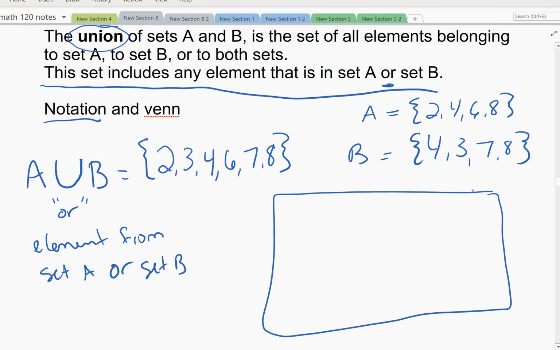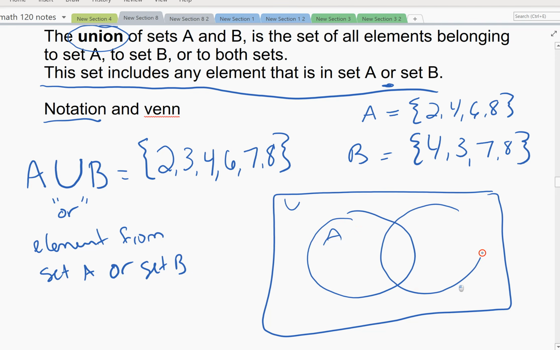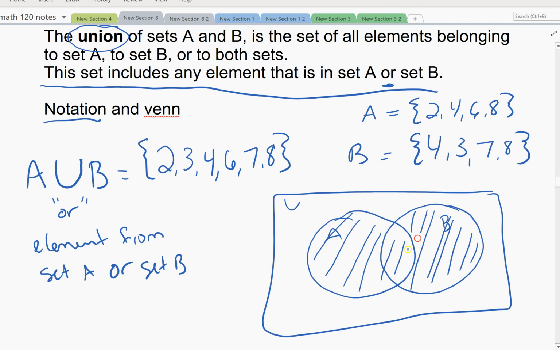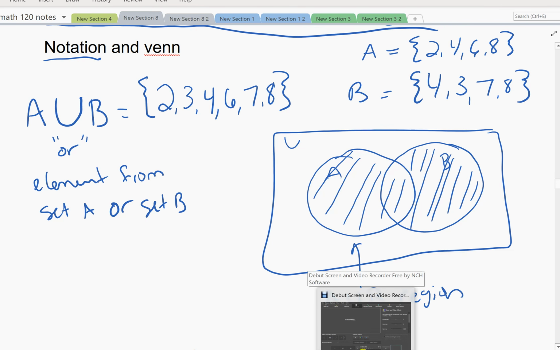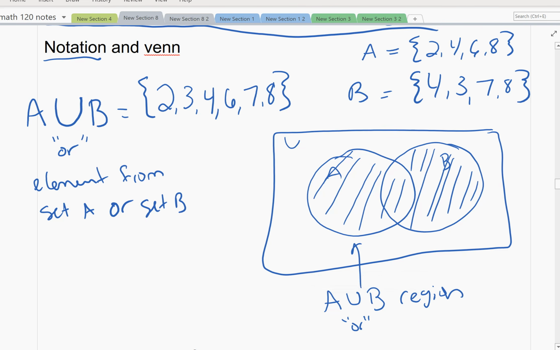Alright, so the Venn diagram. So there's my universal, circle A, subset B. And so it's everybody in my subset A along with everybody in my subset B. There is that overlap, but those numbers are only counted one time. So it's everybody in A or B. Right, there's my A or B region. Right, remember, it's the OR, right? All inclusive. OR. One or the other. Alright, that's the union of the two sets.